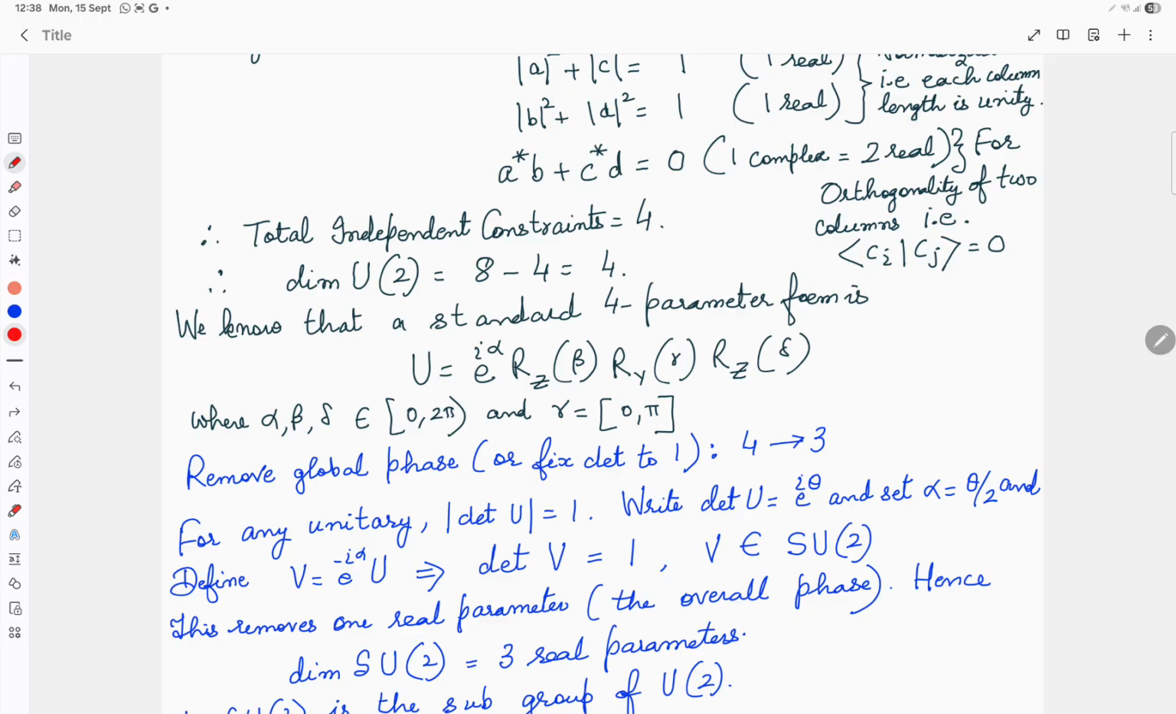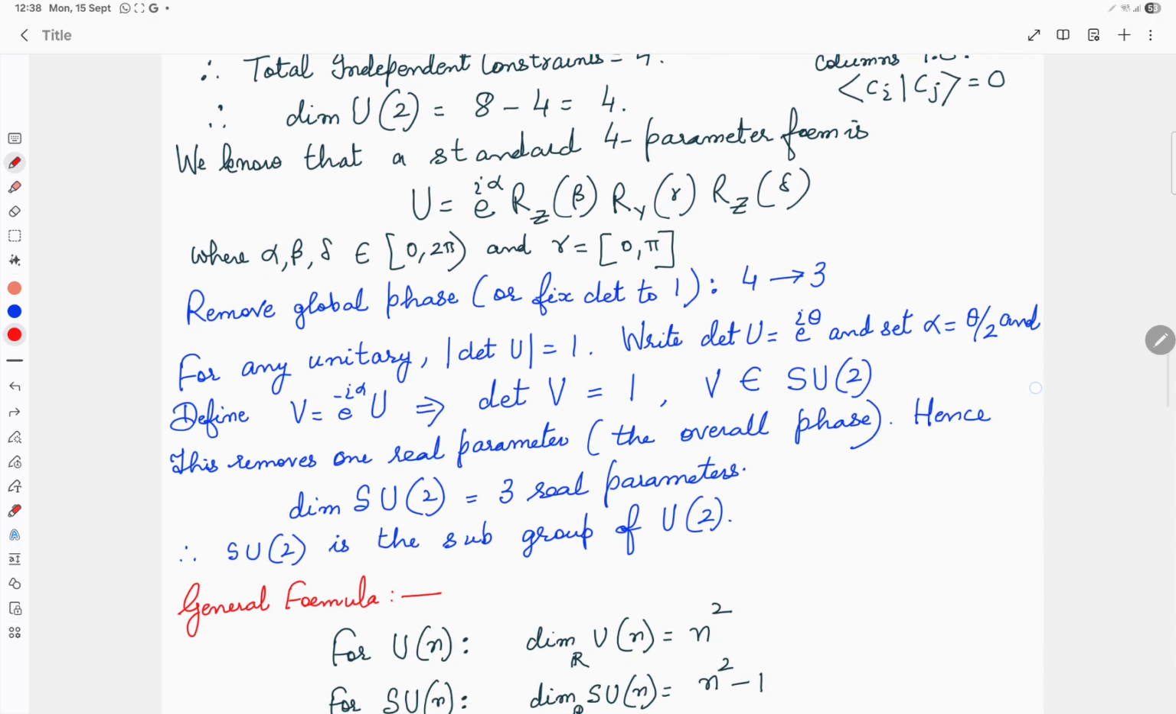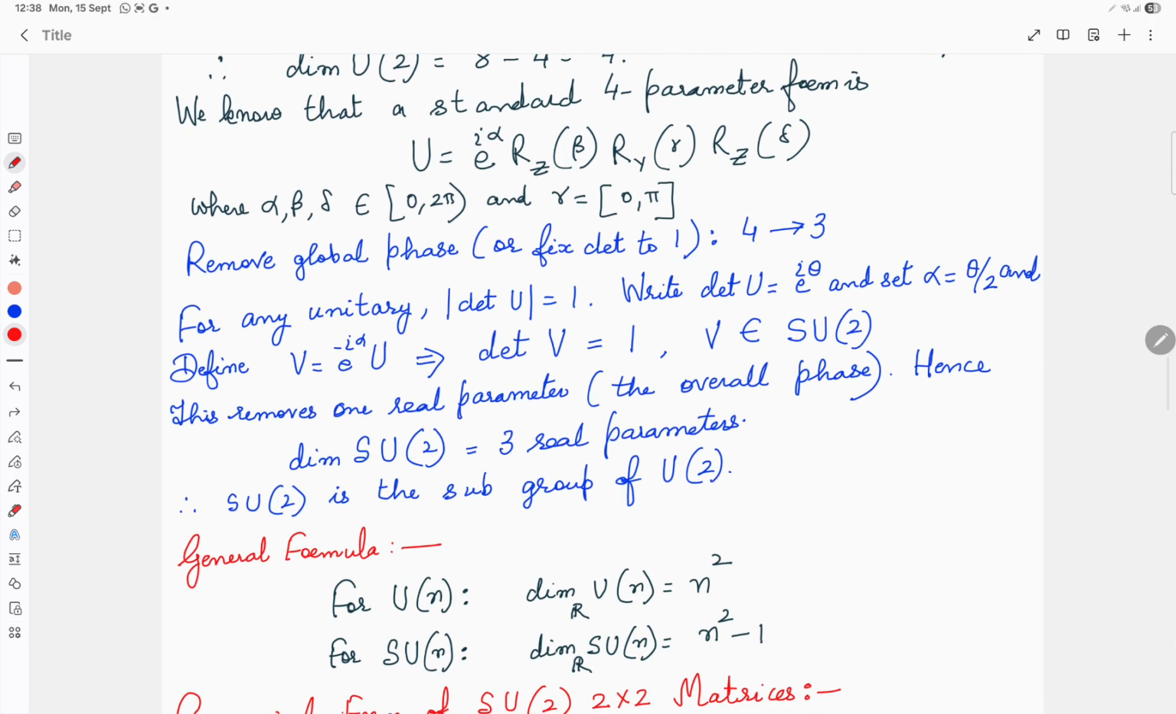If we remove the global phase, the degrees of freedom will be reduced from 4 to 3. That is the property, the characteristic of the SU2 special unitary group. For any unitary with determinant equal to 1, the determinant is given by e to the power iota theta, and this is again the same type of theory that we have just discussed, with the dimensionality of the SU2 group equal to 3 real parameters.